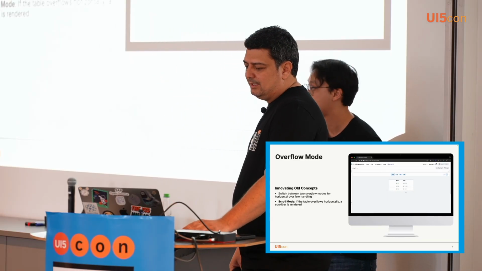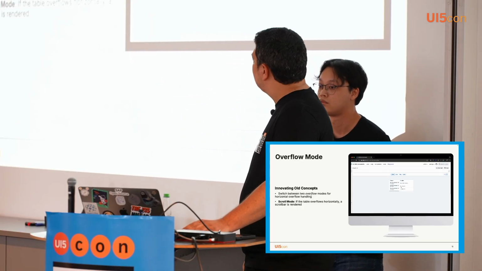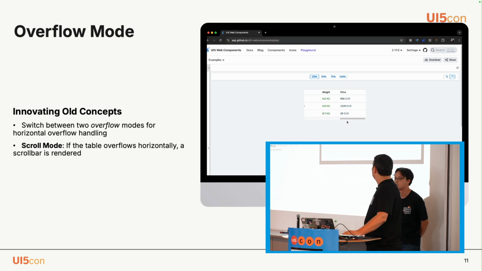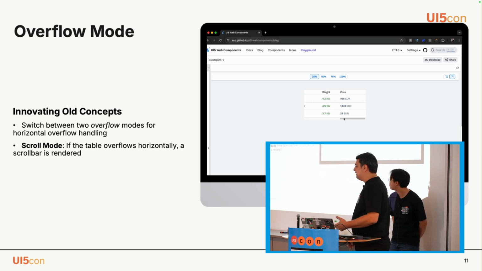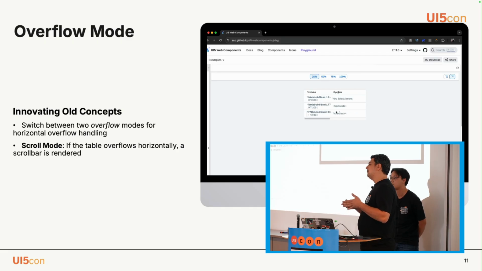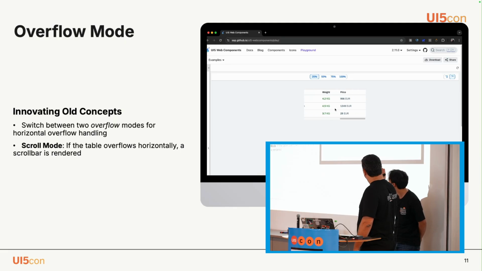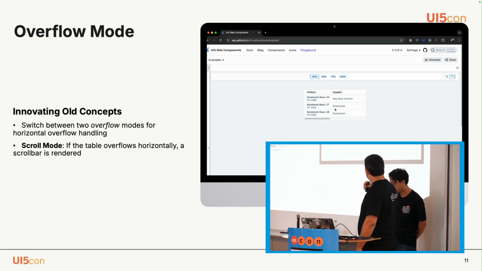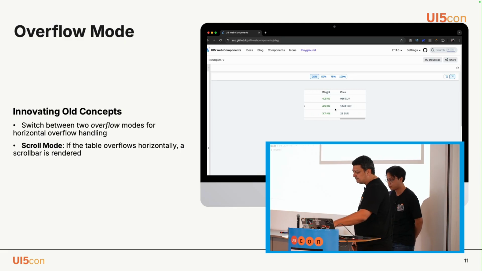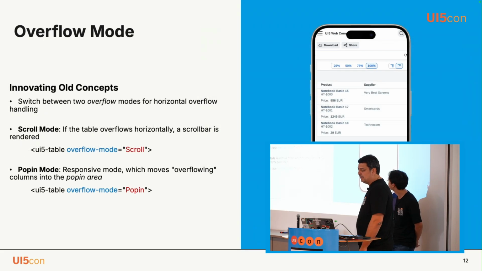Overflow mode is changed. I mean, here you are already seeing that it's just a horizontal scroll bar. That's true. But in the grid table, as you already know from UI5 Classic, we have a grid table which offers only this kind of overflow handling for the horizontal. But the responsive table provides a pop-in mode, which means that when, in this case, the price column does not fit into the screen, it is shown as a pop-in.